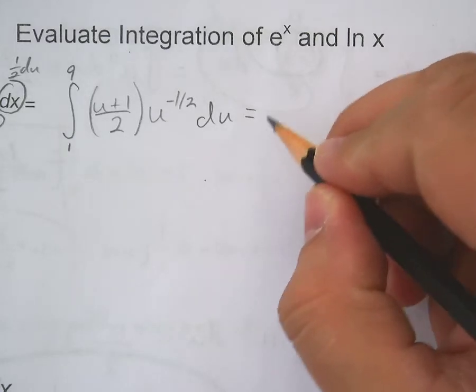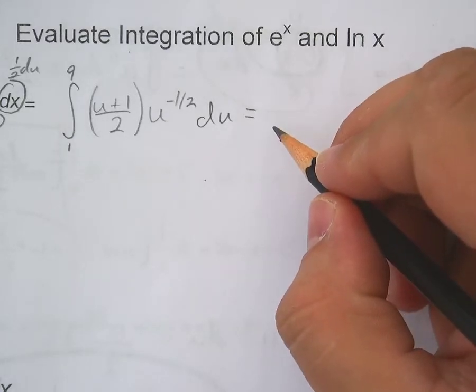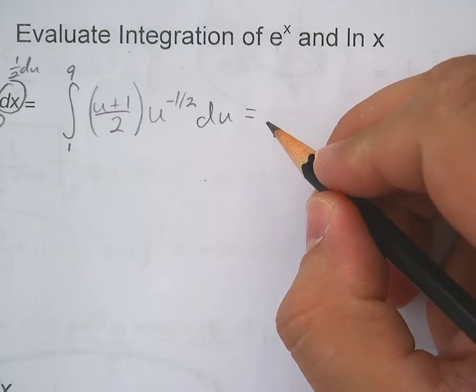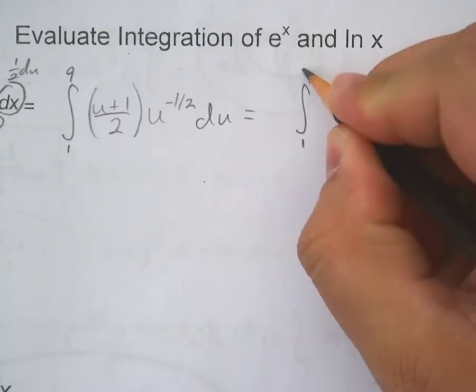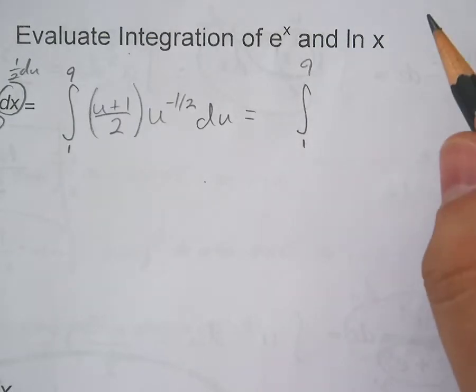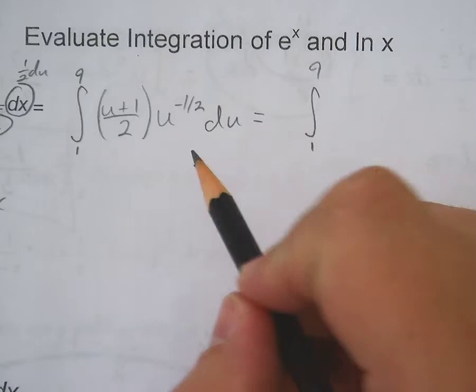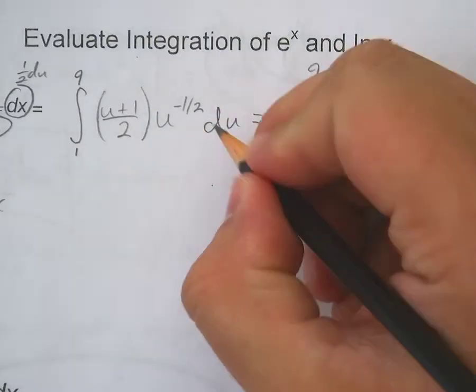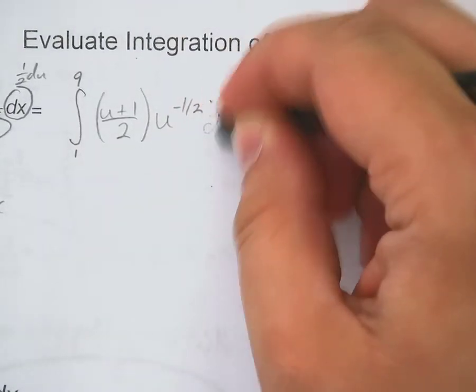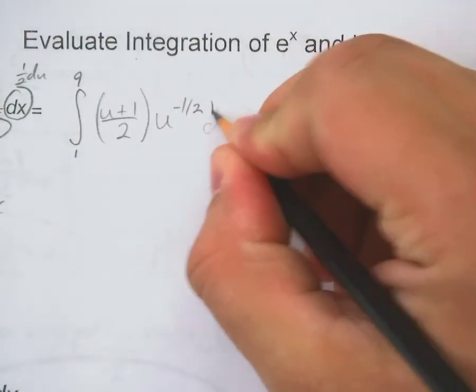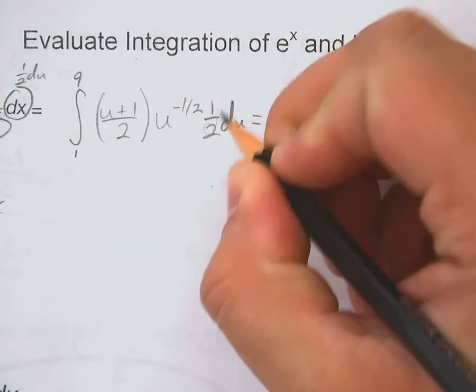u to the negative 1/2. What are we doing here? We've got, let me go ahead and draw my integral from 1 to 9. And we can simplify this. We have, oh, the 1 over 2. I forgot the 1/2. See, and that's where we can get in trouble. I was sitting here looking at it, and I thought, I forgot something. There it is.